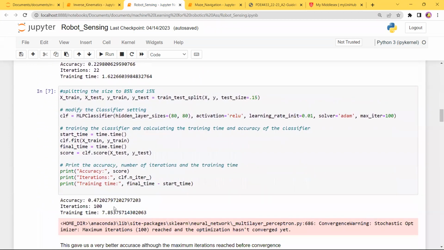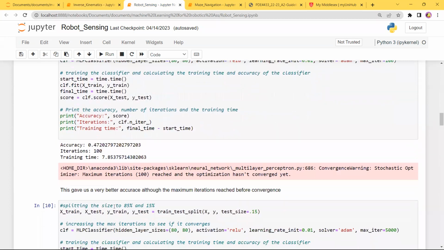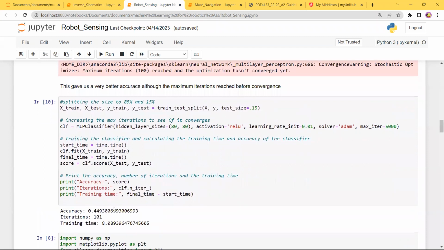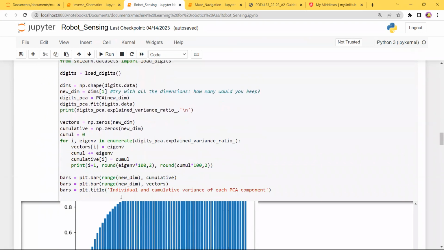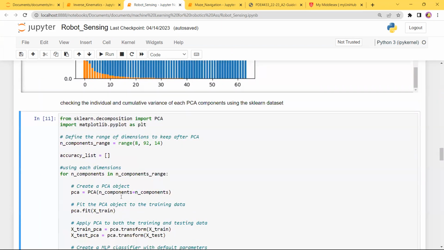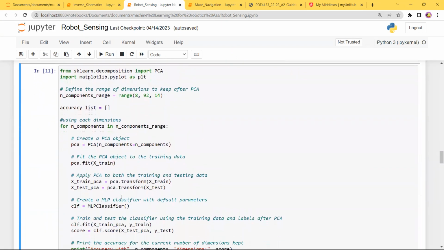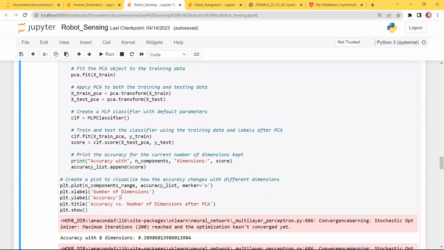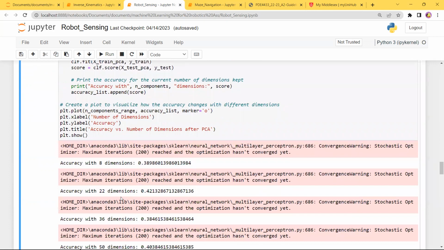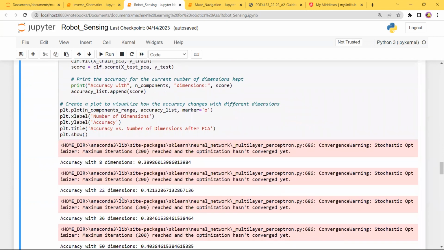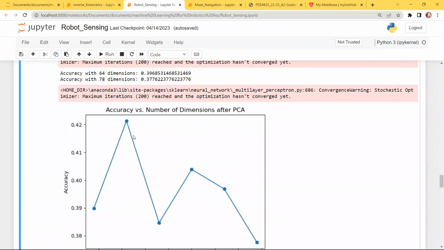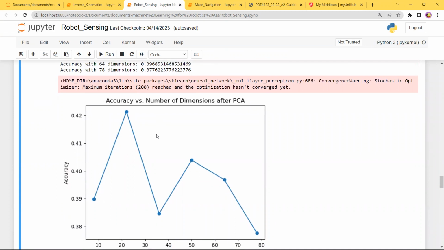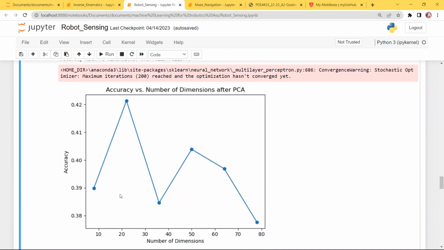I was changing different parameters and getting different accuracies, and I got 0.4 as my highest accuracy after all my tests. Here, in cells 11 and 12, I applied PCA to the data set, and I tried to determine the highest accuracy for the number of dimensions. So this is the plot of the accuracy versus number of dimensions, and the highest value point was between 20 and 30 dimensions.